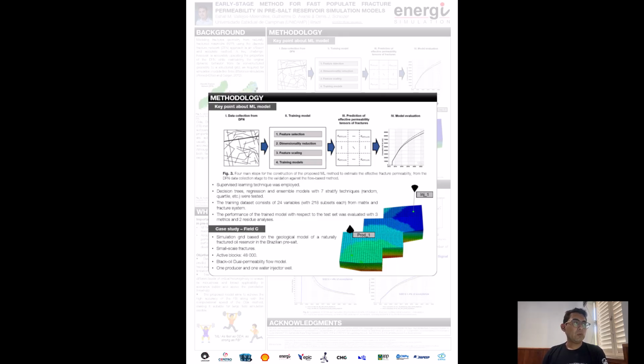Then we apply the logarithmic transformation for data with highly skewed distributions. This compresses the range of the values and helps normalize the distribution, which is important for the next step, the dimensionality reduction. In the dimensionality reduction, we use the principal component analysis, or PCA, to reduce the number of input features. The PCA combines correlated variables into a smaller set of principal components, as its name mentions, simplifying the model while retaining most of the original information.